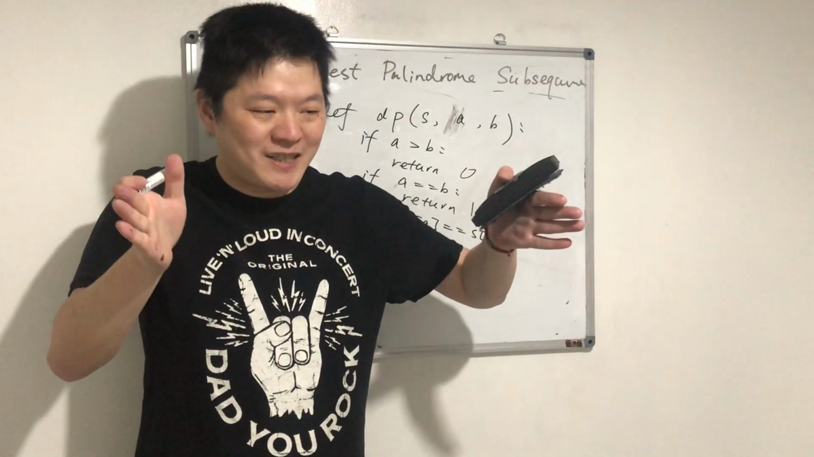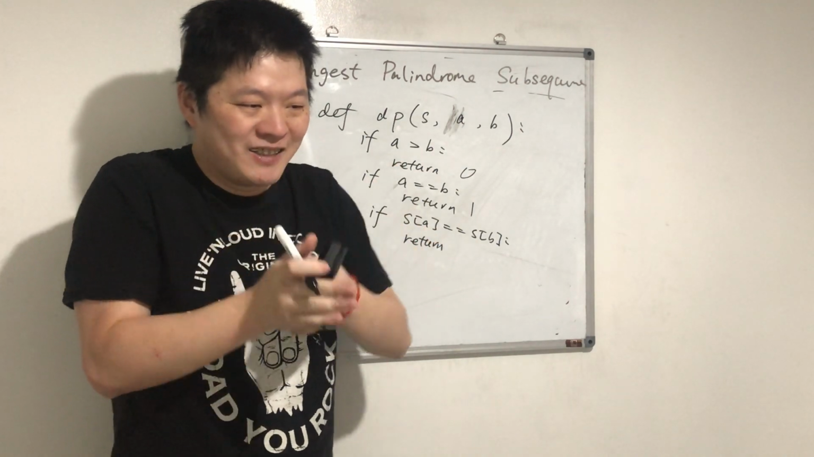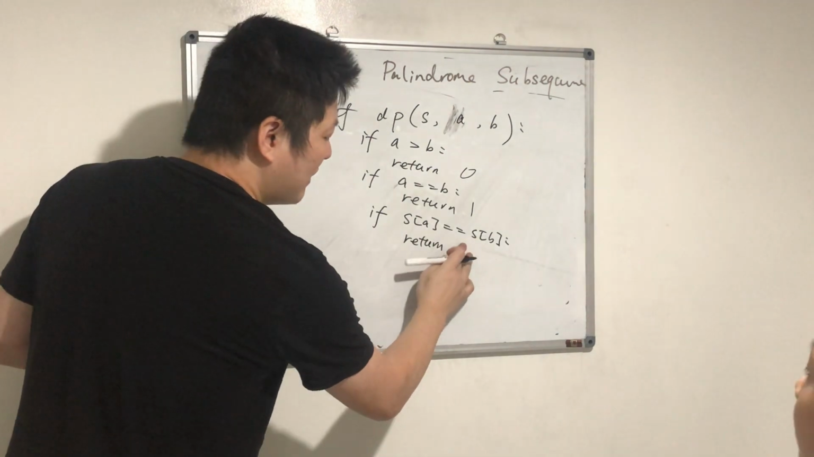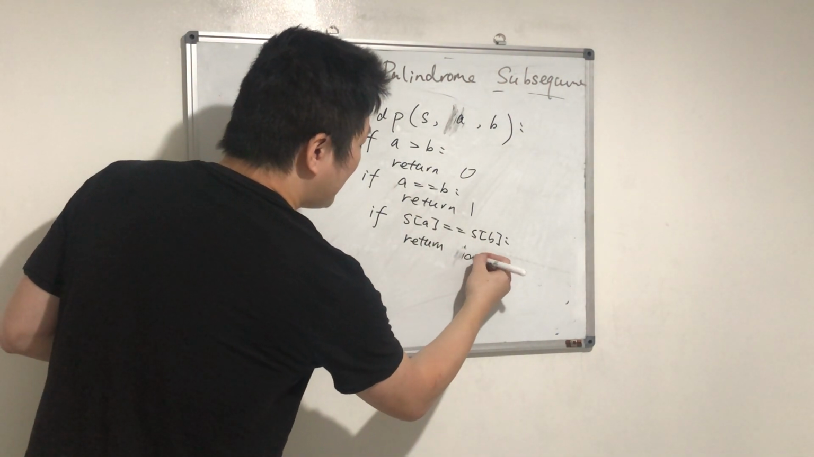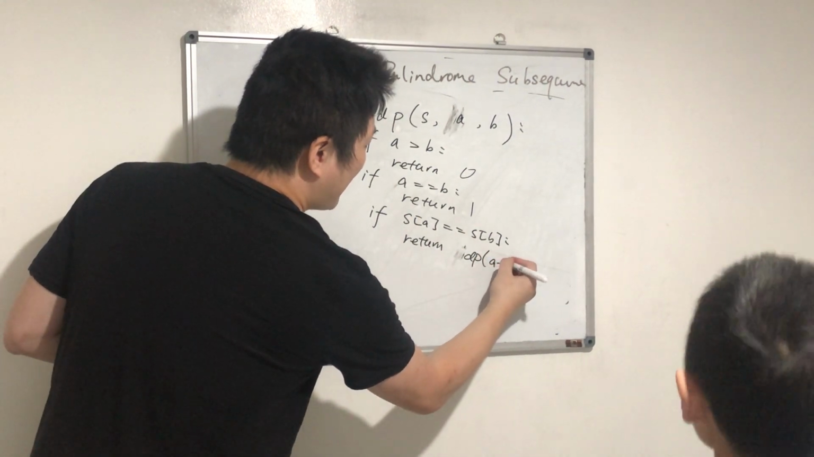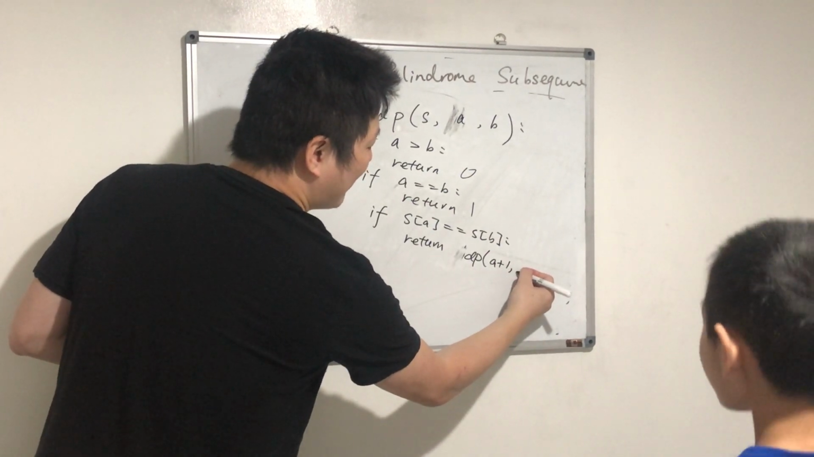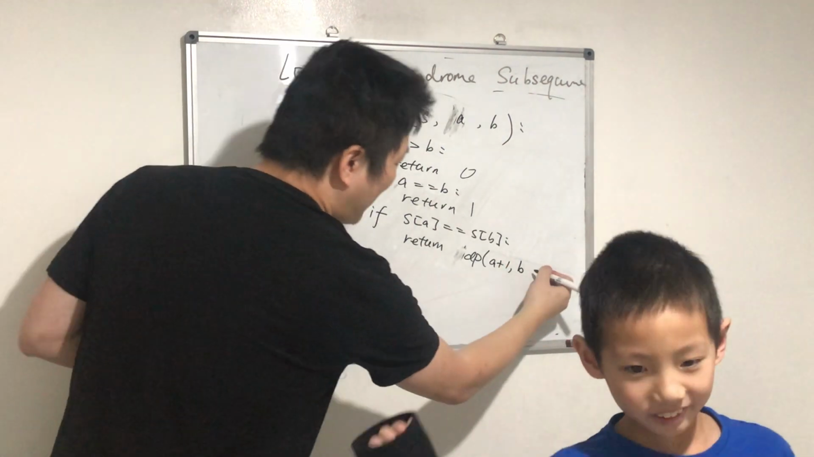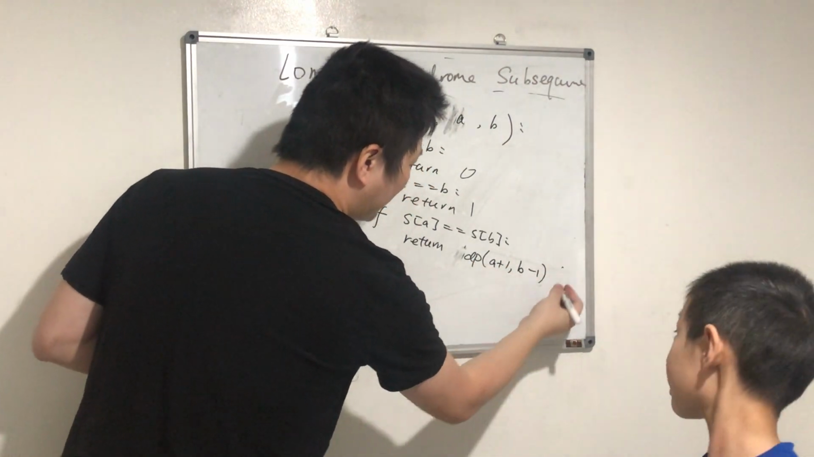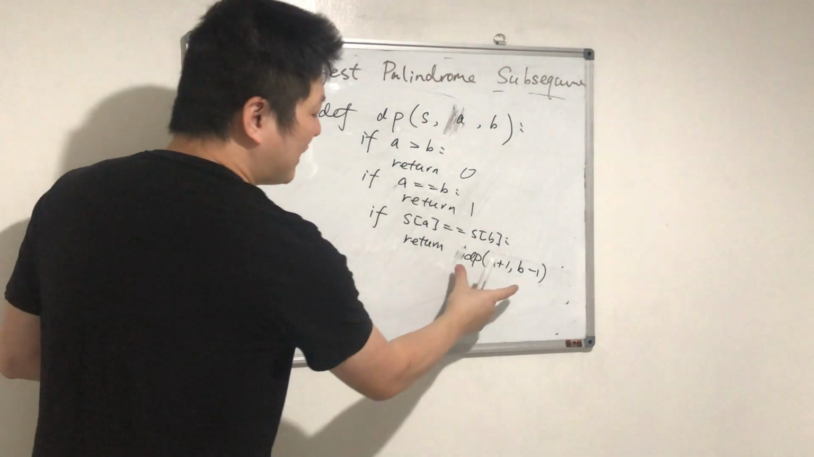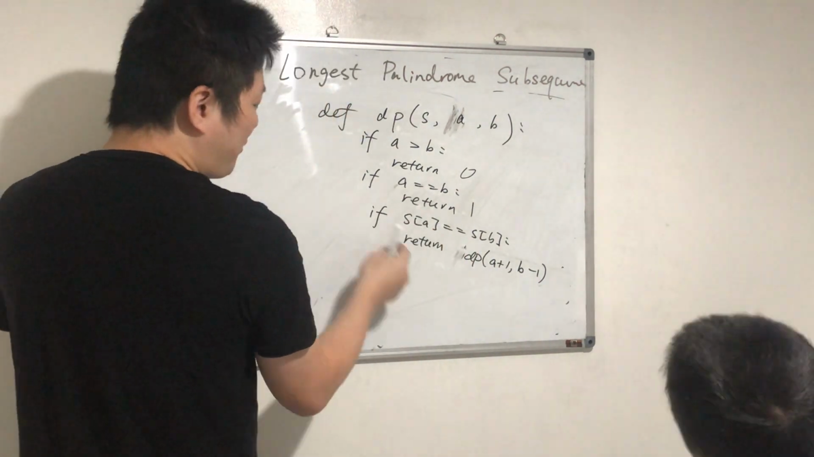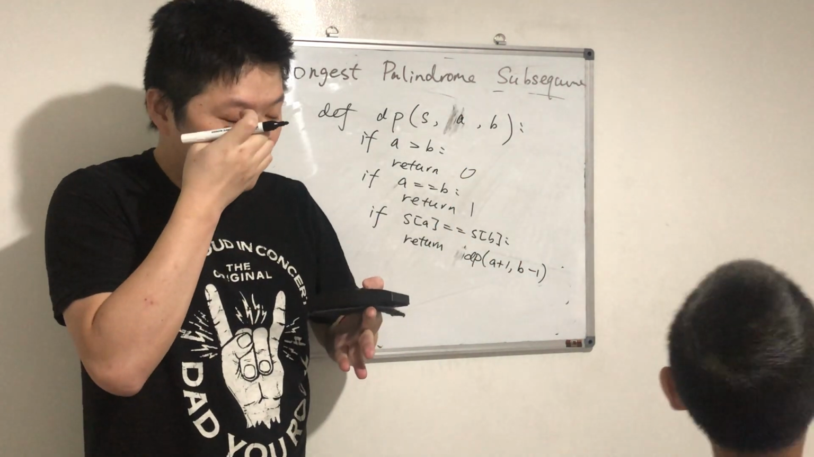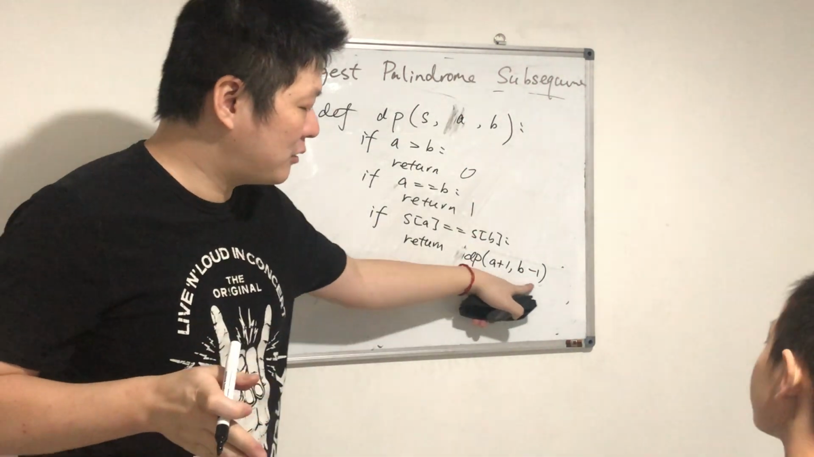Remember, the boundaries are the same, and then we move them toward each other. Return 2 plus dp, we want to call this program with a+1 and b-1. And then what's the result? What's the maximum between S[a] and S[b]? Remember we talked about how many more characters it can take. Should I do something here?